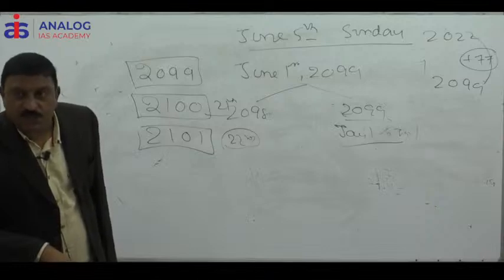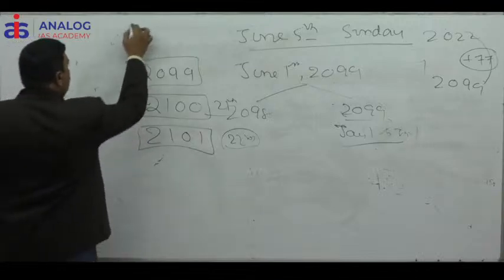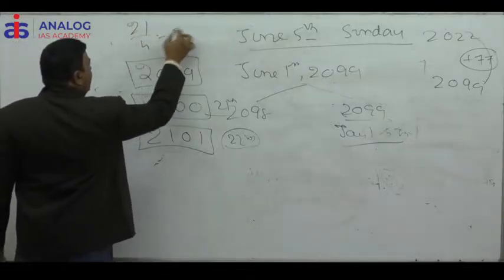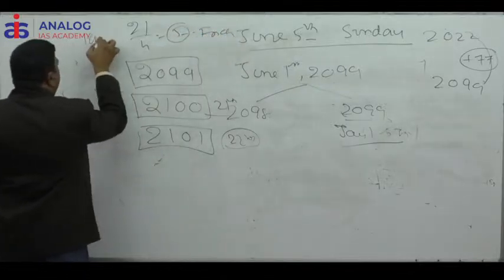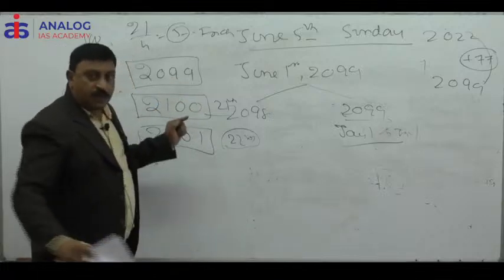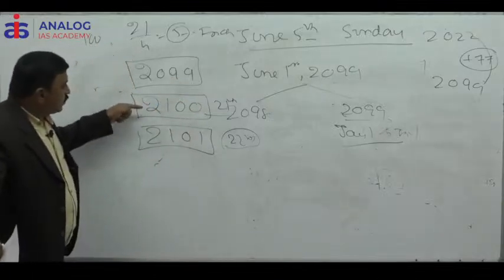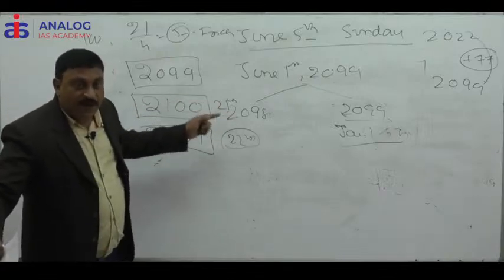Last day of the 21st century falls on which day? 21st century means 21 divided by 4, that is 5. 5 means what? Friday. So definitely the 21st century, that is 2100, last day, December 31st, is on Friday.